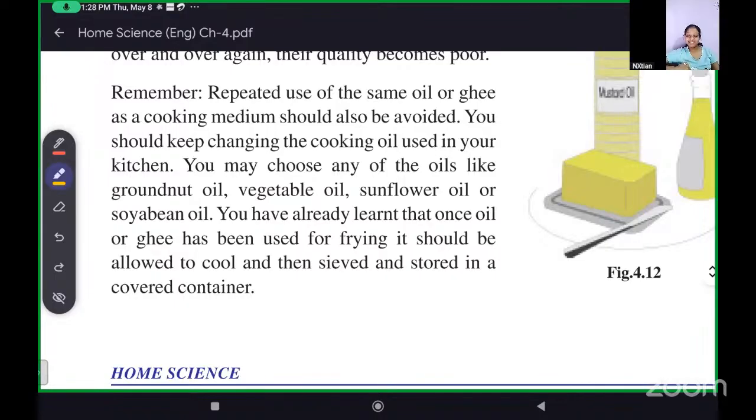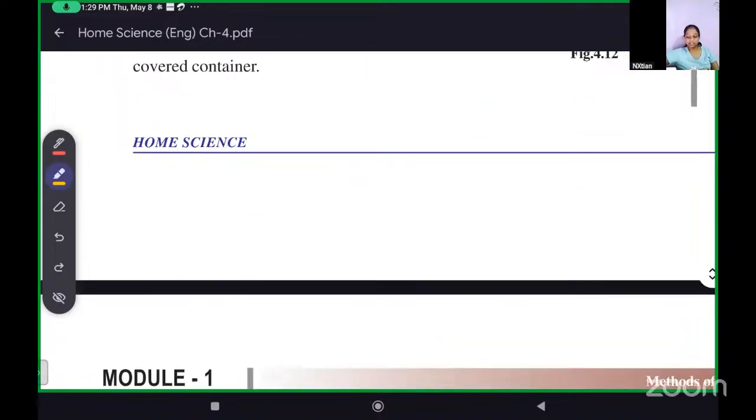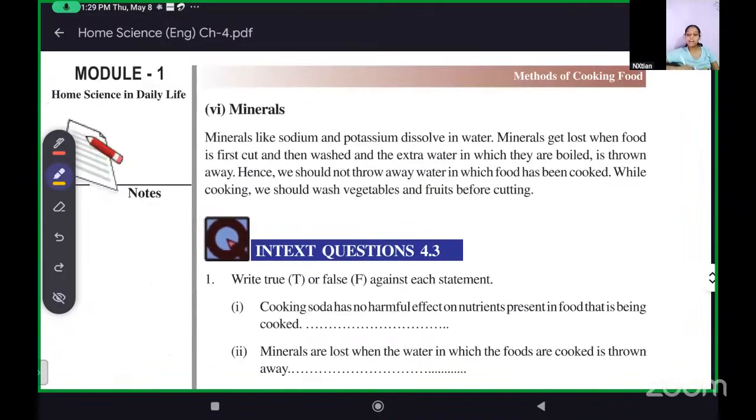And it tastes different also a little bit. There's a difference in taste. So you can see the difference between some vegetable cooked in refined oil and some vegetable cooked in mustard oil. There's a huge difference in taste also. So it's all about preference. You've already learned that once oil or ghee has been used for frying, it should be allowed to cool and then sieved and stored in a covered container. We talked about this.